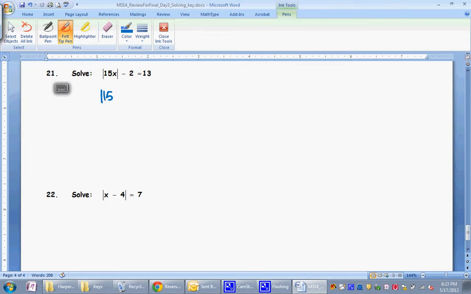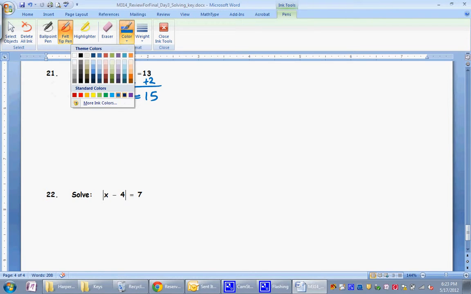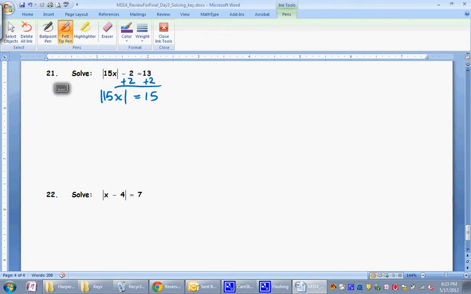Now number 21, number 22, these are absolute value equations, and these can get a little bit confusing, especially since it's been a little while since we've done anything with absolute value equations. Look what I've got. Absolute value of 15x is equal to 15. You always start by getting the absolute value part alone on one side of the equation. Now, the only way to undo absolute value bars, the only way to get rid of absolute value bars, is to split into two equations. 15x equals positive 15, 15x equals negative 15.